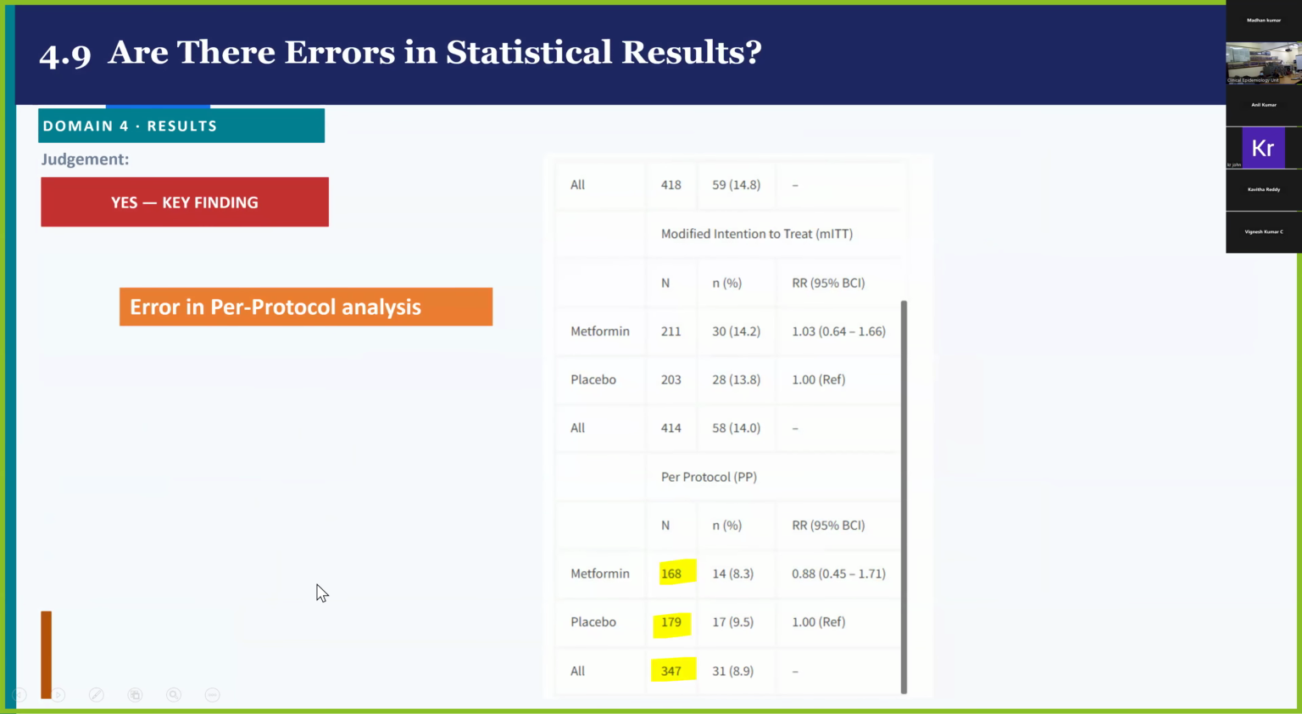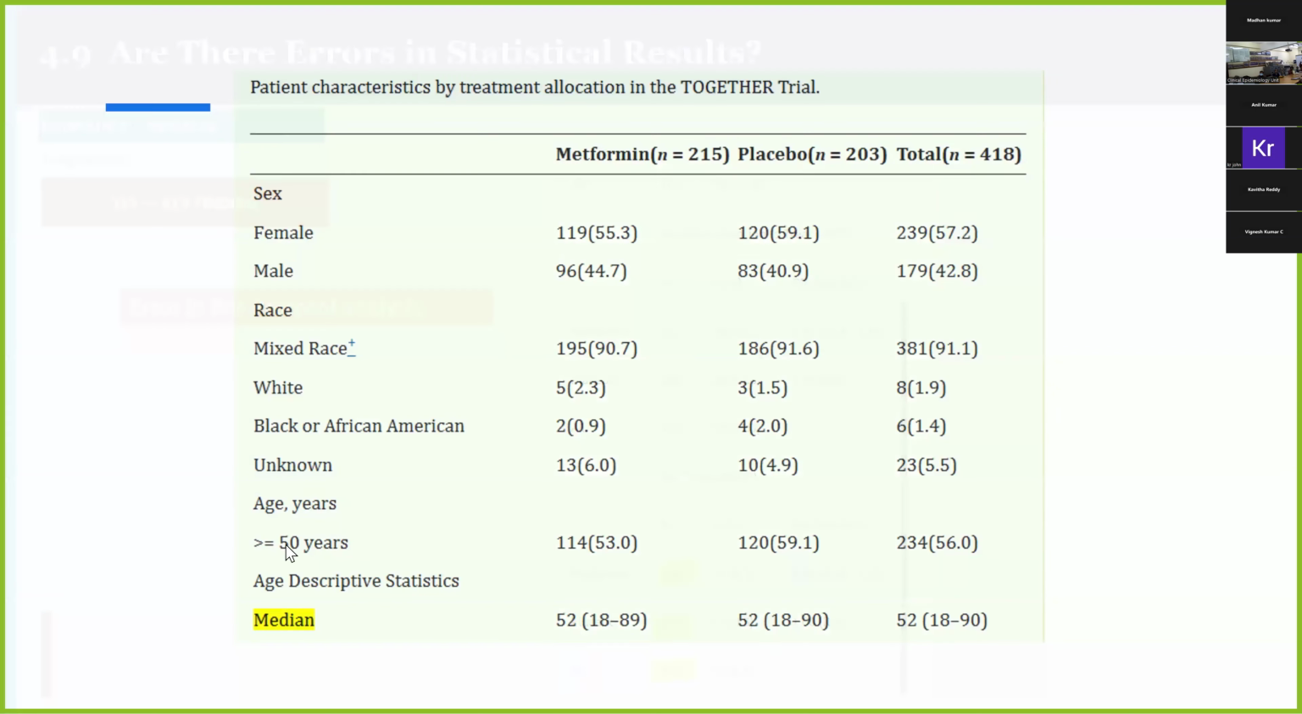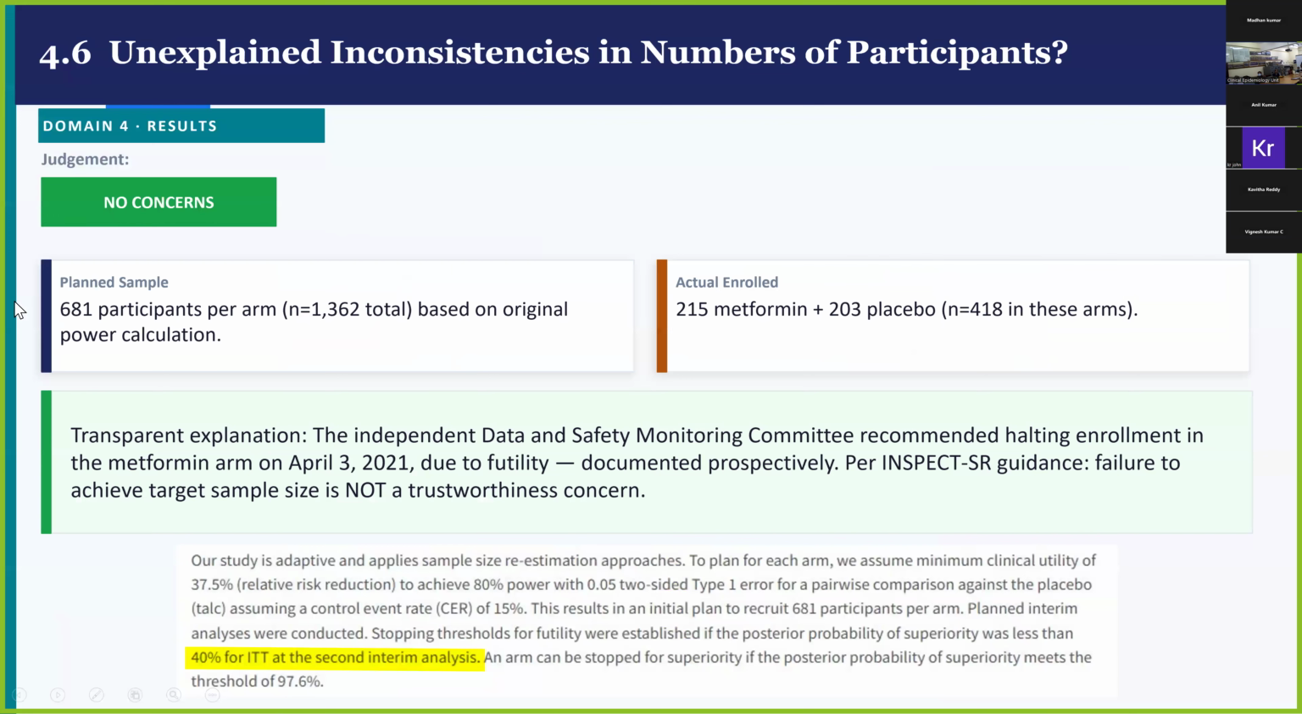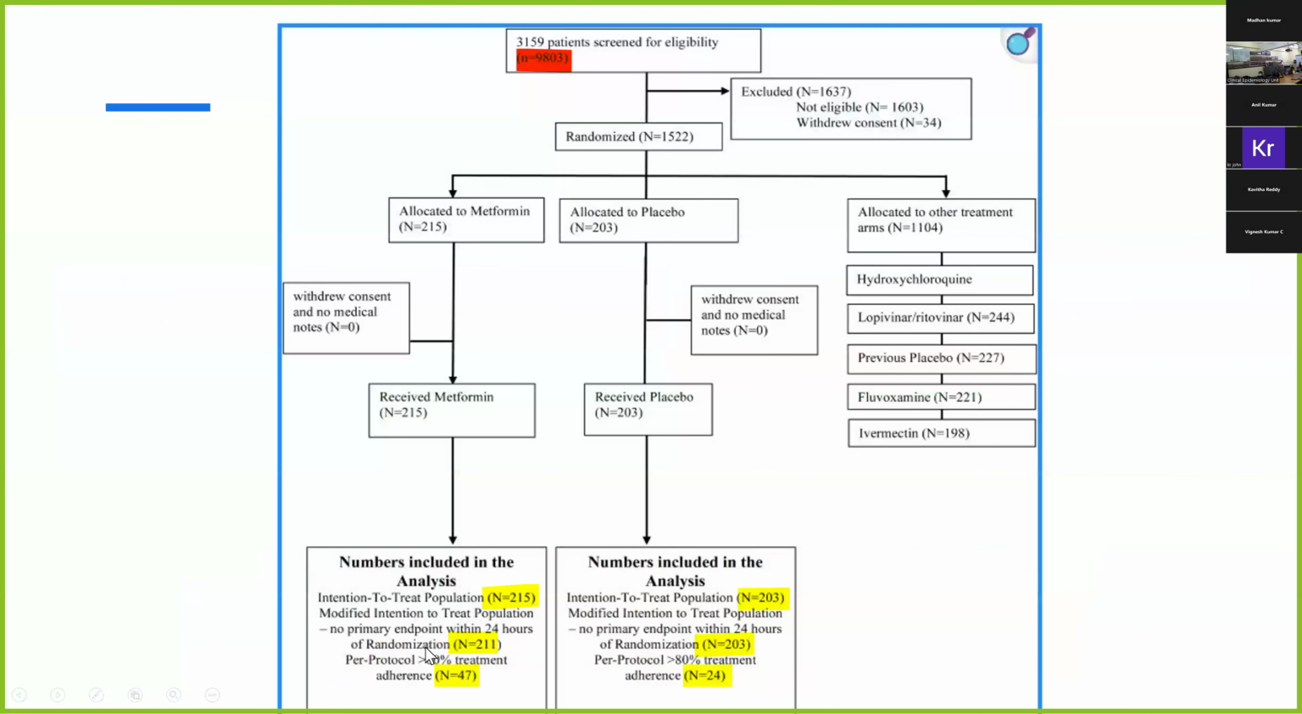And other errors in the statistical results. For this domain of 4.9, I've given serious concerns because there were some errors that we could point out in the per protocol analysis per se. If you could recollect in the CONSORT diagram, we saw that in the per protocol analysis, the total number of participants included were 47 in the metformin arm and 24 in the placebo arm.